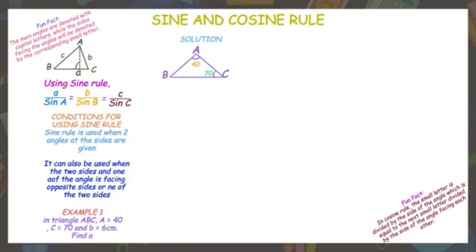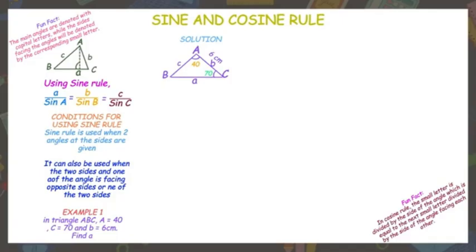Why this side is unknown, but we are given a side. That means that this place is A, this is C, small letter C, and this one is B. But B is given in the question to be 6 centimeter. Now we are to find A. Now, how do we solve this? We use a sine rule. Why? Two angles and a side are given in that question. So we use a sine rule.